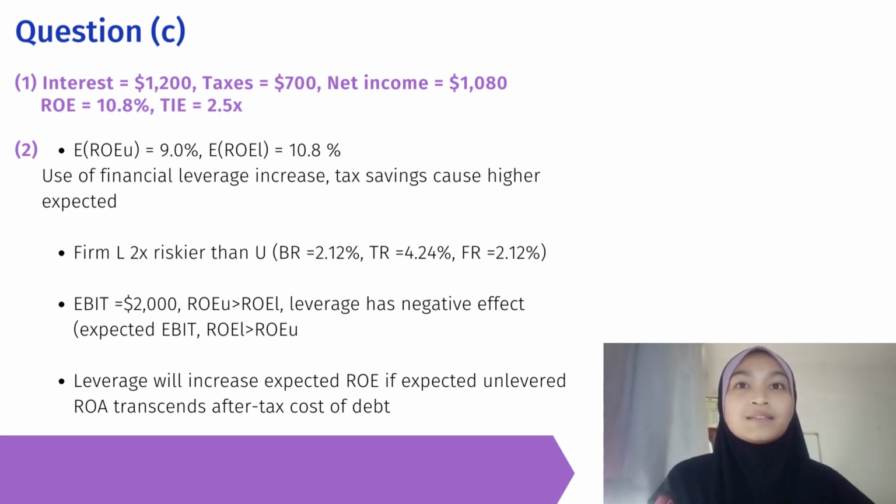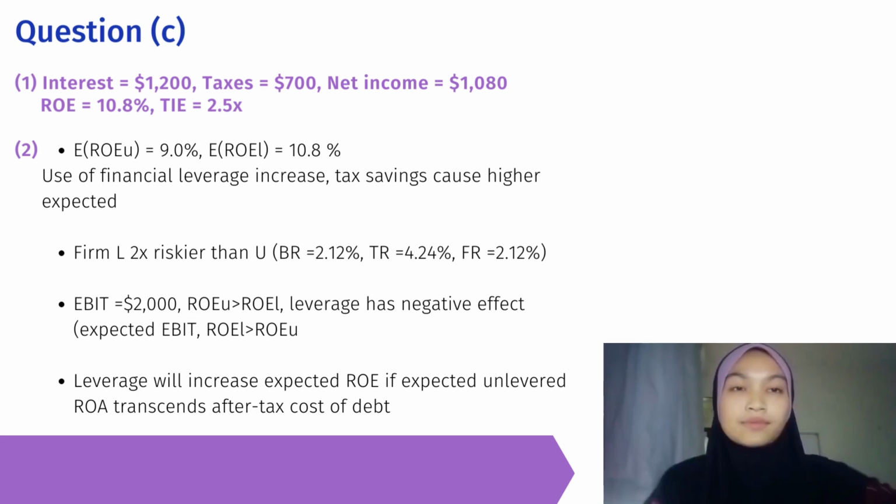However, at the expected level of EBIT, the ROE of firm L is bigger than firm U. Leverage will increase expected ROE if the expected unlevered ROA exceeds the after-tax cost of debt. So here, the use of debt raises expected ROE.